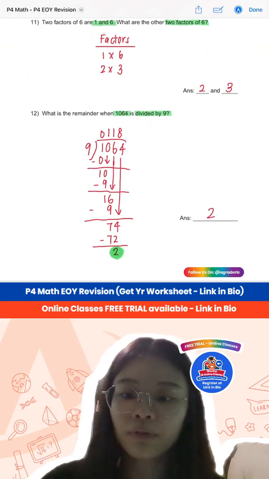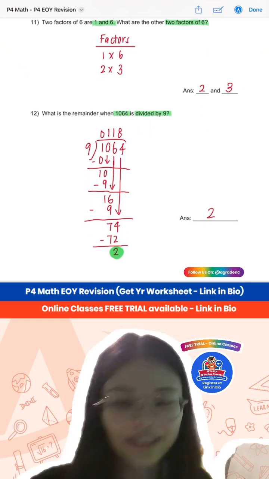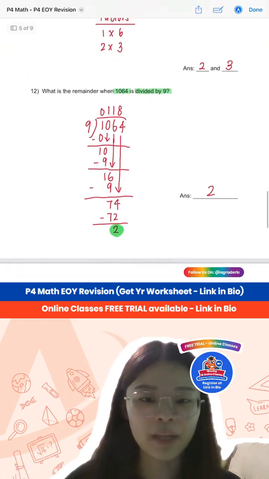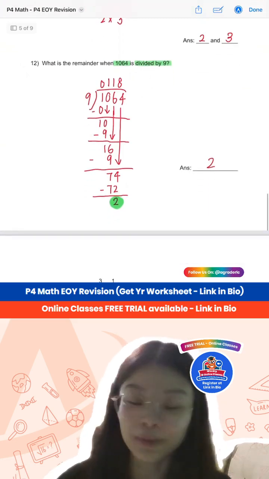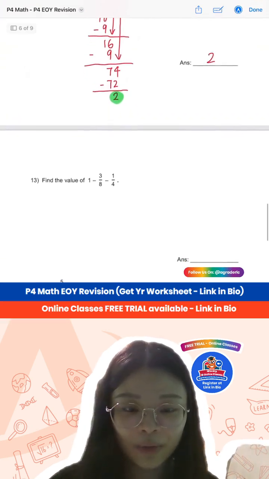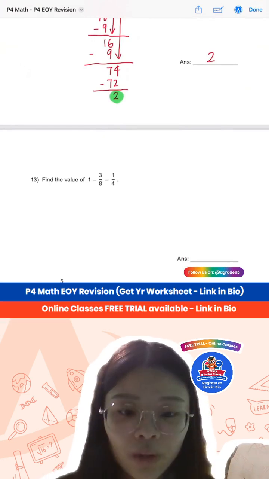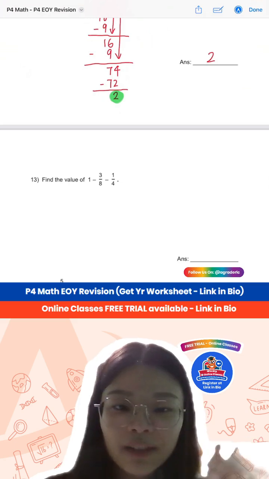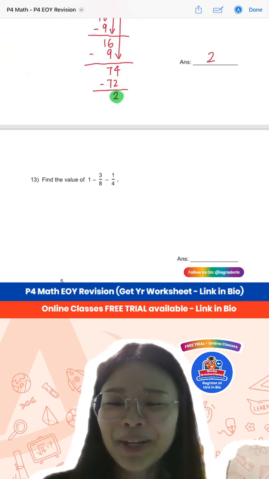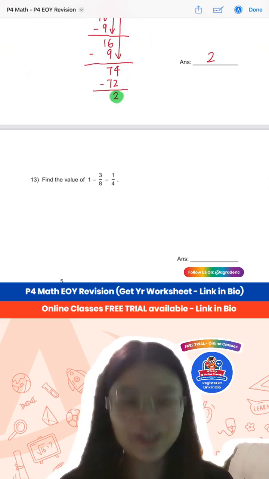Good. All of you did your long division very quickly just now when I gave you time to give me the answer. Maybe because you get to see the question a little bit earlier. Now we look at question 13. Find the value of 1 whole, subtract 3/8 and then subtract 1/4. You might want to have a piece of paper beside you and try and write it out.